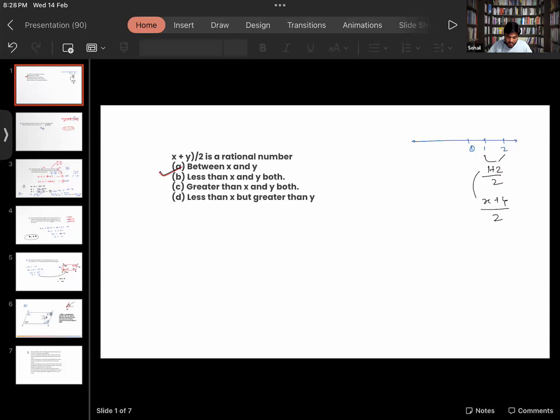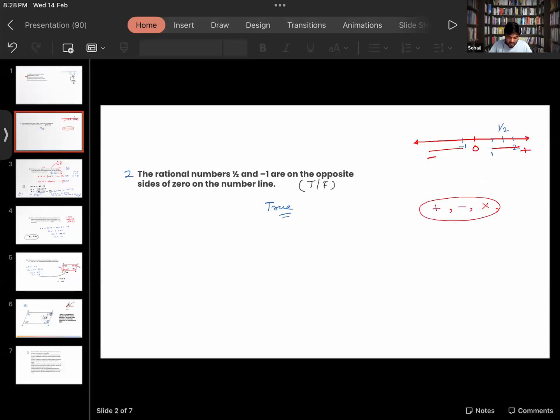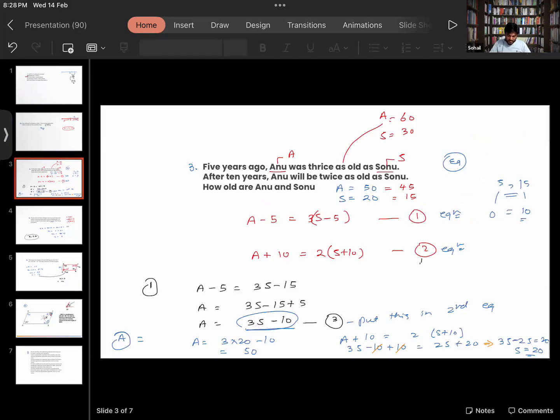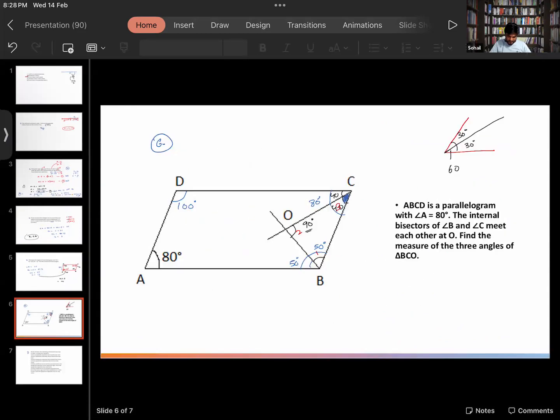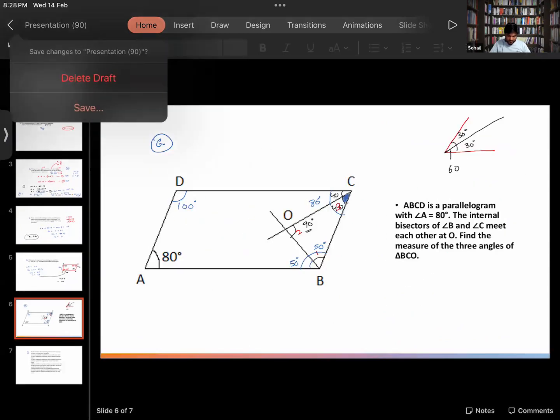Okay, it should be between x and y. This one, did you guys get true or false? Arhan, you got false, I think? Sir, I got true. Arham, what about you? Okay. The third one, you are not getting the value for this one, okay? Okay, so were the questions too tough? Do tell me.